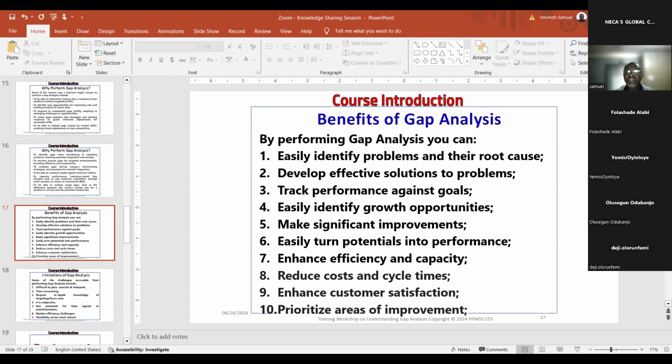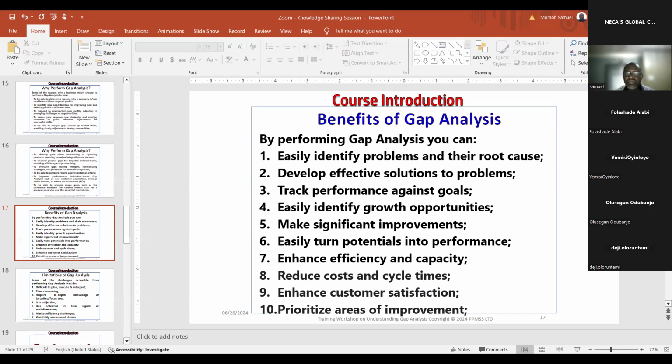Then some benefits of gap analysis. One is that gap analysis helps you to easily identify problems and their root cause. Gap analysis will help you to develop effective solutions to the problems that you have identified. Gap analysis will help you to track performance against goals that you have already established or plans that you have already set for yourself or for your organization or a department or a unit, as the case might be.